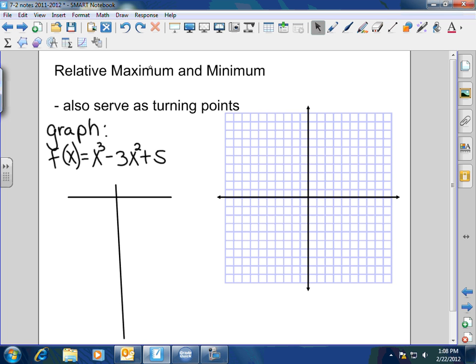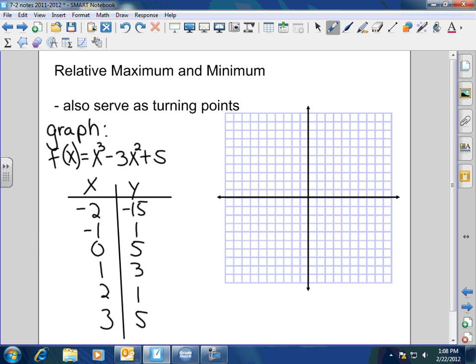So, let's do what I already taught you to do. First, let's make a table of values. We're going to start with negative 2, negative 1, 0, 1, 2, and let's go 3. So when x is negative 2, y is negative 15. When x is negative 1, y is 1. When x is 0, it's 5. When x is 1, it's 3. When x is 2, it's 1. When x is 3, it's 5. Which direction is the end behavior gonna flow in? It's positive and odd, down and up, excellent.